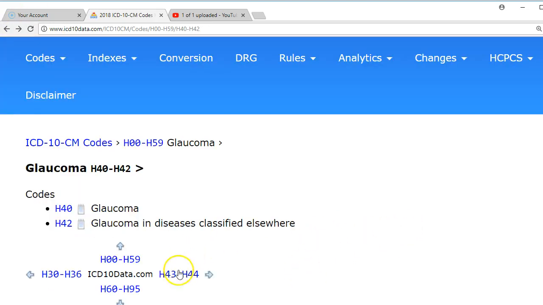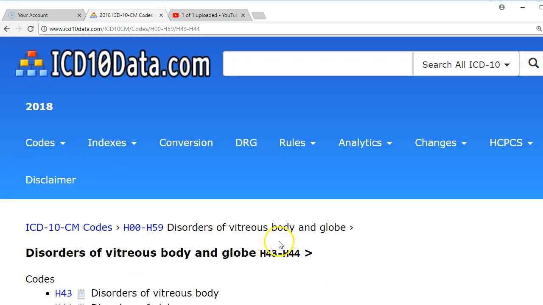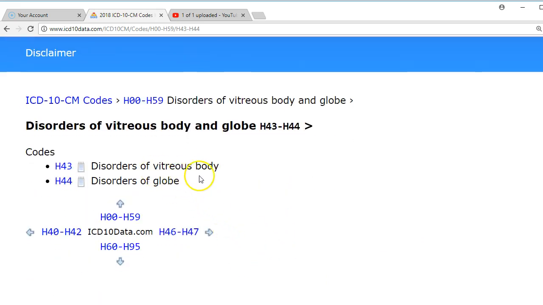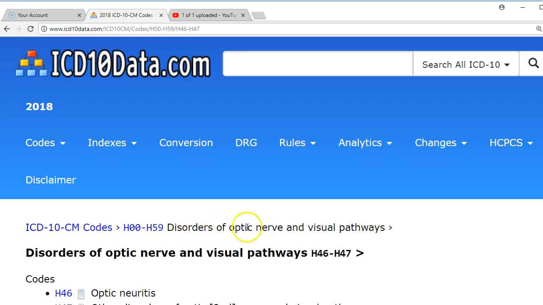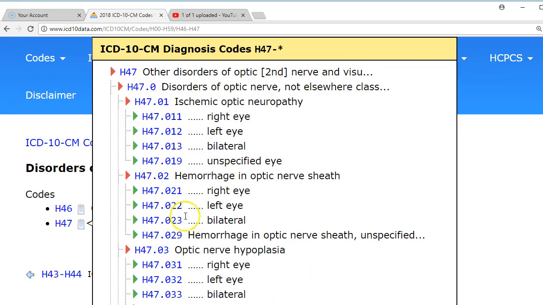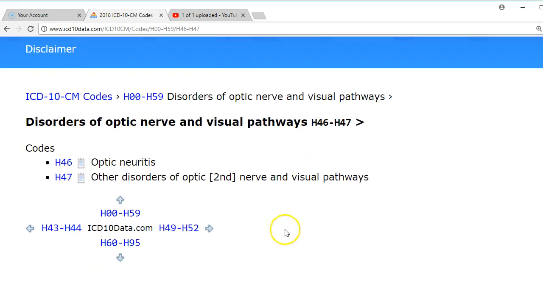All right, so a couple other code categories. Again, disorders of the vitreous body and disorders of the globe, because people tend to forget it's not just the actual separations of the eye, it's the whole eye itself can have different disorders. So where in the eye? We're also going to see issues with the optic nerve, like optic neuritis.